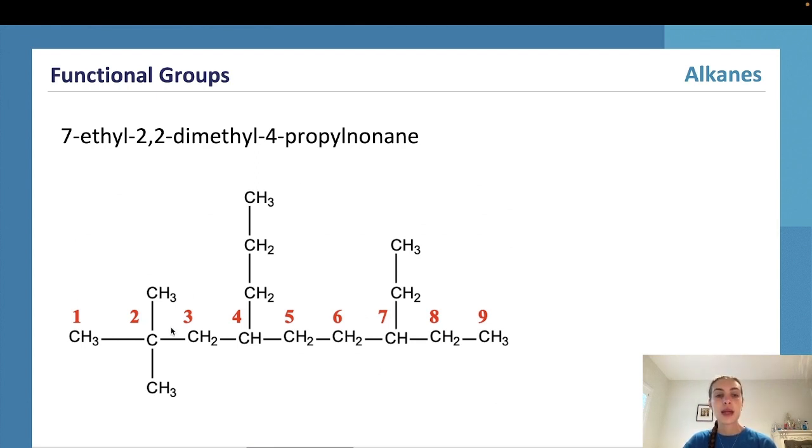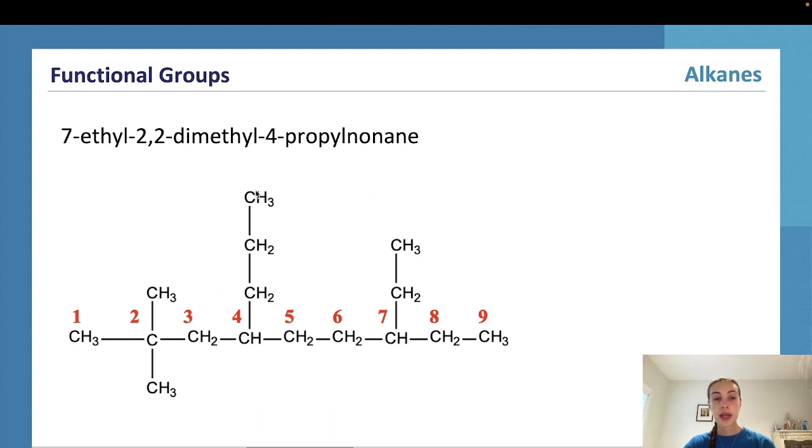We can see if we count along this chain down the bottom here, we want to find the longest possible continuous chain. So we can count 1, 2, 3, 4, 5, 6, 7, 8, 9. And so that's 9 carbons long along the longest possible chain. We could also count it a different way, 1, 2, 3, 4, 5, 6, 7, 8, 9.